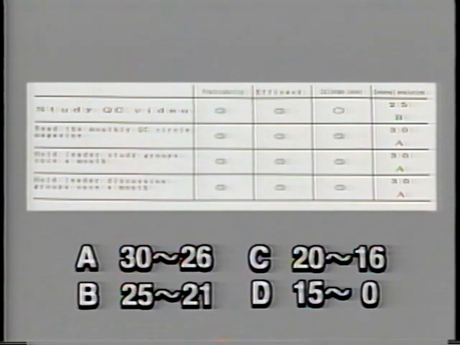To get a general evaluation, we have to totalize the score for each evaluation category. Before we can do that, we need to decide on what evaluation standards to use. For example, we could give A for a score between 26 and 30, B for 21 to 25, C for 16 to 20, and D for 15 and less.